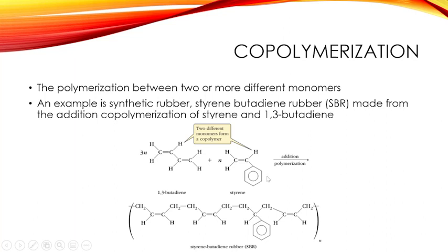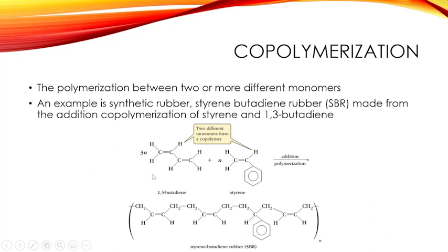So we see here that if we combine styrene with another monomer such as butadiene, the resulting polymer would have very different properties from that of the pure styrene. If you get pure polystyrene, you get a very rigid plastic. But if you combine styrene with butadiene in this case, you will get a very strong rubber. So it's both flexible and strong.